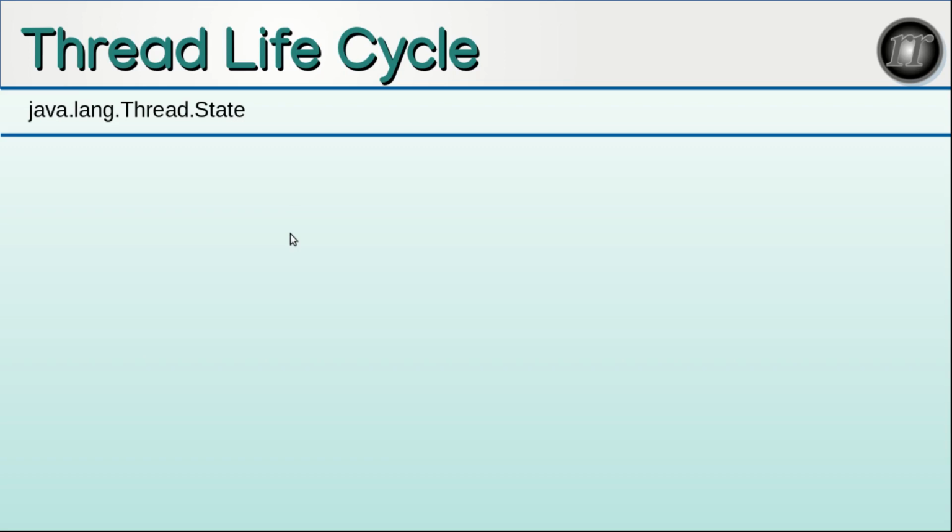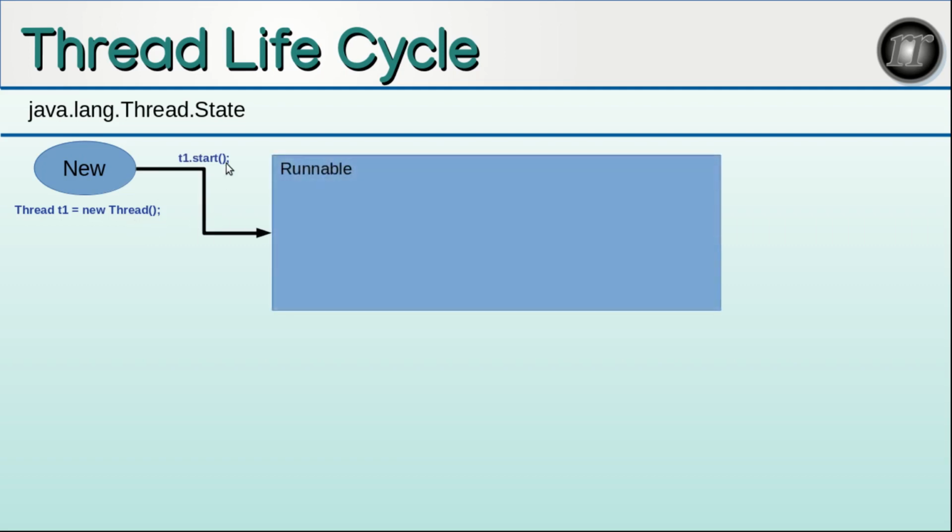So the first state of the thread is when the thread is newborn. That newborn state of the thread is called the new state. Whenever you create the new thread by this statement, the thread will be in new state. In this state, the thread is not actually running. To run this, we call the start method, which moves the thread to the runnable state.